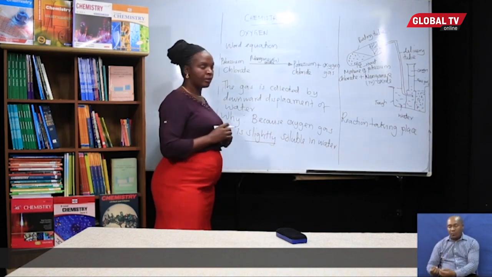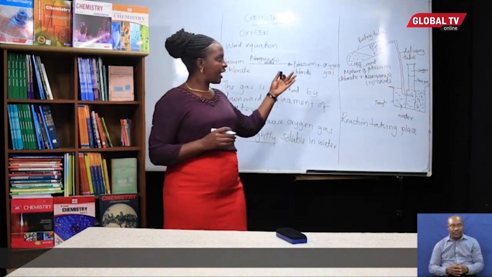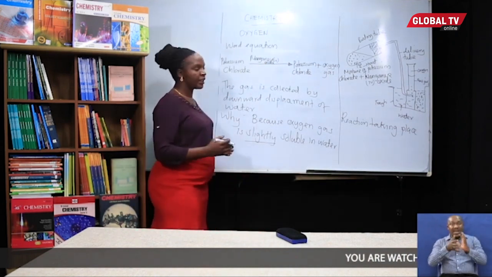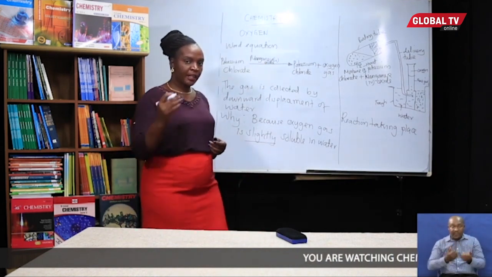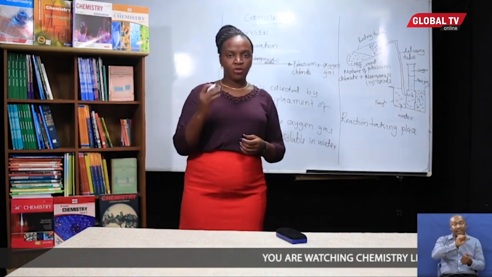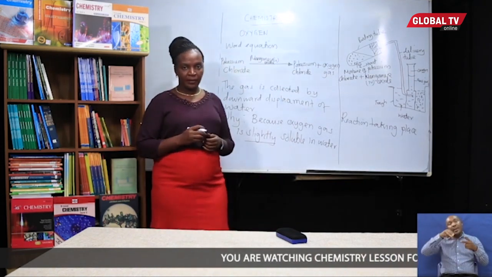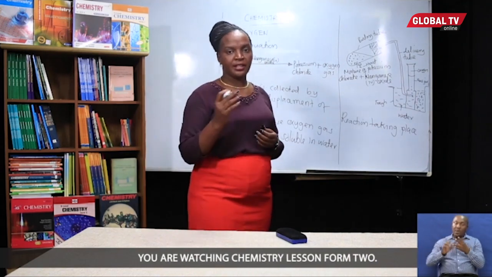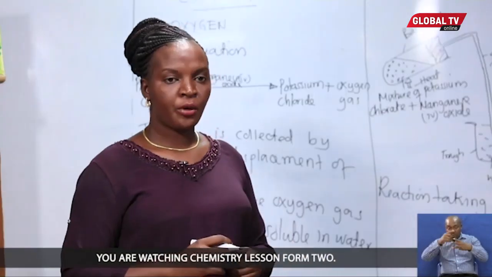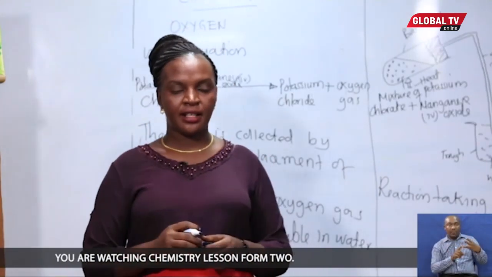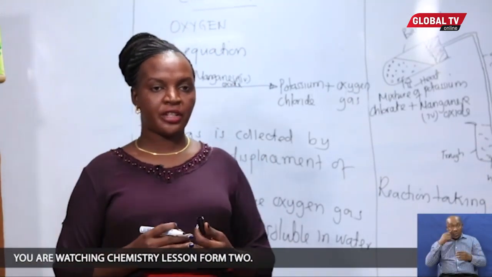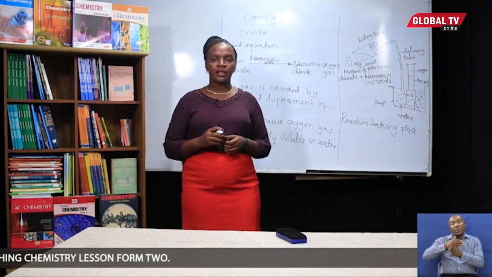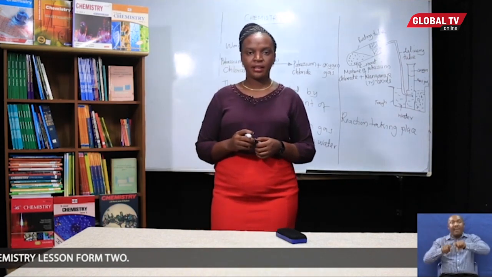Now we have known the method for collection. With the diagram setup, we have seen the reaction taking place between potassium chlorate and manganese 4 oxide, and between hydrogen peroxide and manganese 4 oxide. Let us see the chemical test for the collected oxygen gas. So we are going to see how we test the gas. Now we have collected the gas in the laboratory. How can we identify that this is oxygen gas? We call it a chemical test.